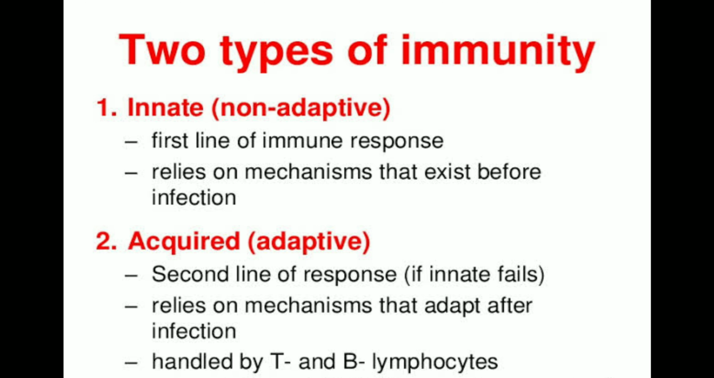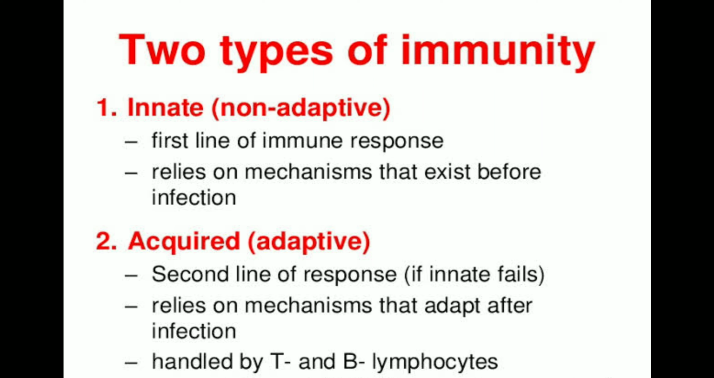First, we will see innate, meaning non-adaptive type of immunity. It is known as the first line of immune response, and relies on mechanisms that exist before infection. So if a child is born, then the child is blessed with this kind of innate immunity.